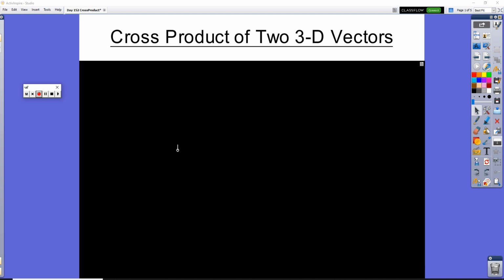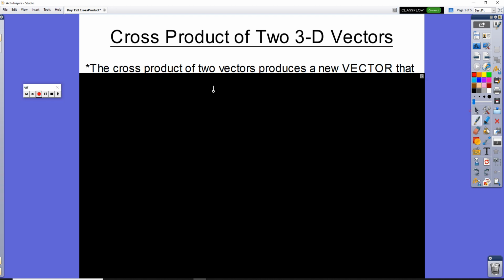Today, we're going to talk about cross product. And whenever you're doing a cross product of two vectors, what you're going to see is the two vectors with what looks like a times symbol between them. So cross is the old word for what a times symbol is.